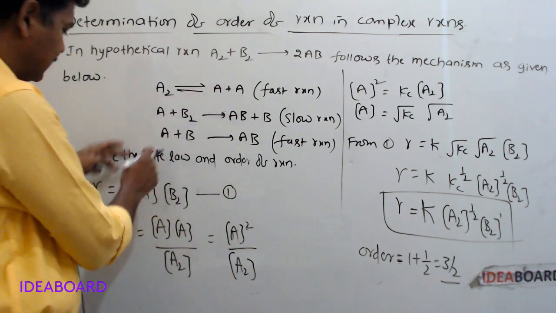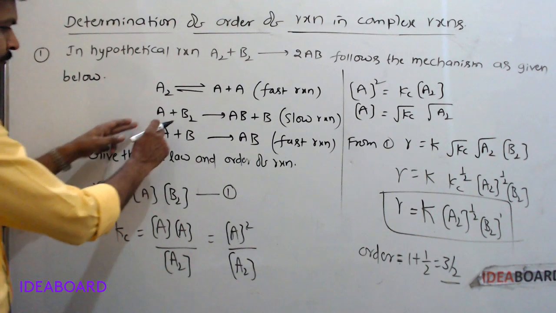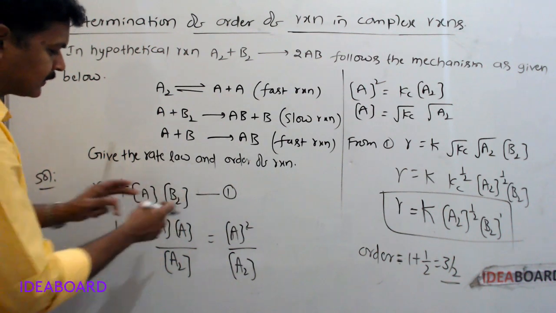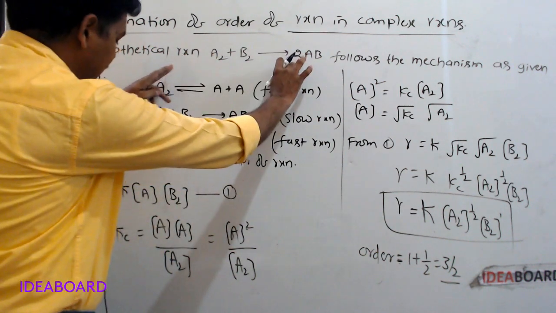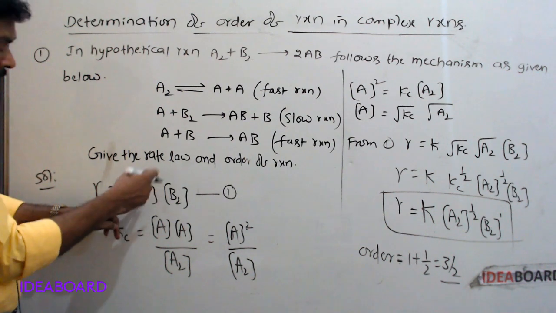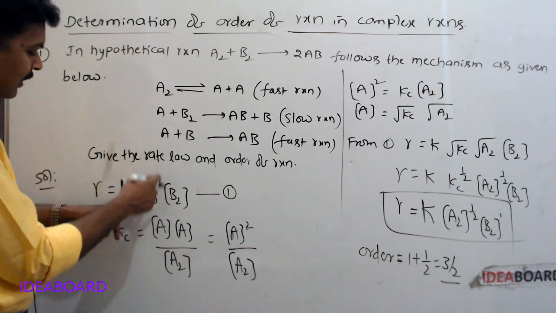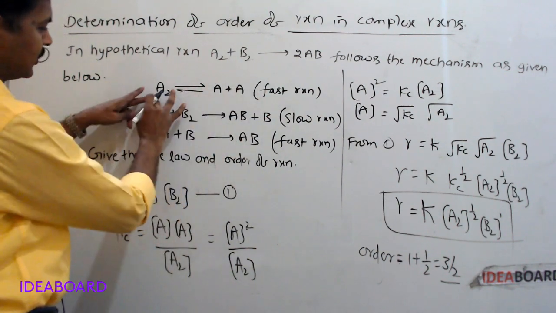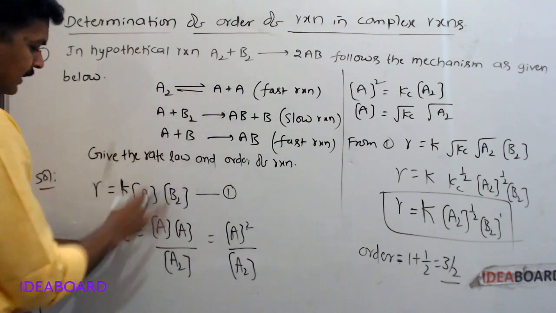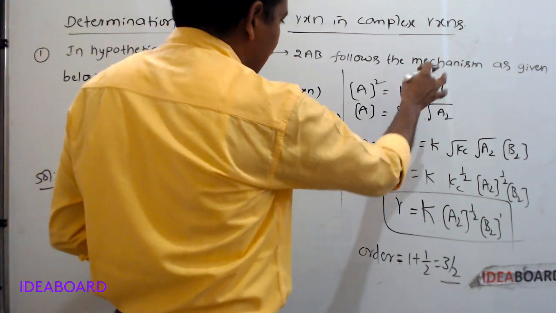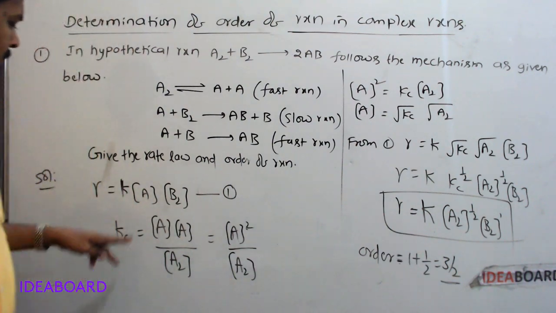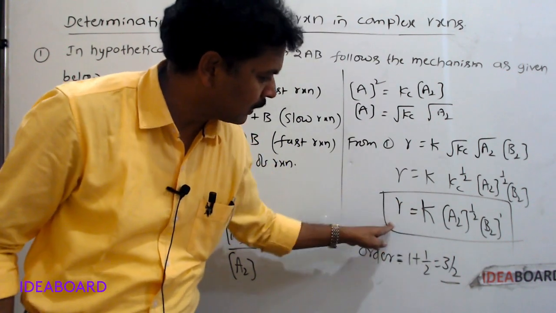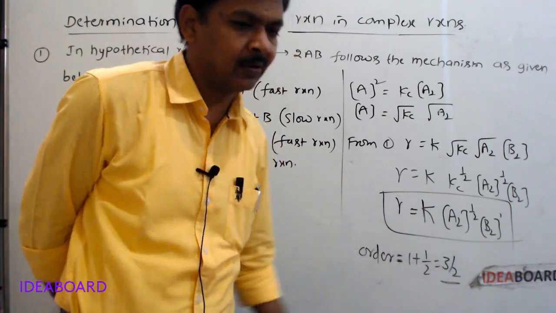See, first I have applied this: for this reaction, this is the rate determining step, so rate is equal to K into concentration of A into concentration of B2. But in the given reaction this A concentration is not there, so we should eliminate it. For that, apply the law of mass action for this reversible reaction. After applying it, we get concentration of A equal to root of Kc into concentration of A2. So instead of A, put this value and we get this equation. So this is the rate law or rate equation. Overall order of reaction is 3 by 2.